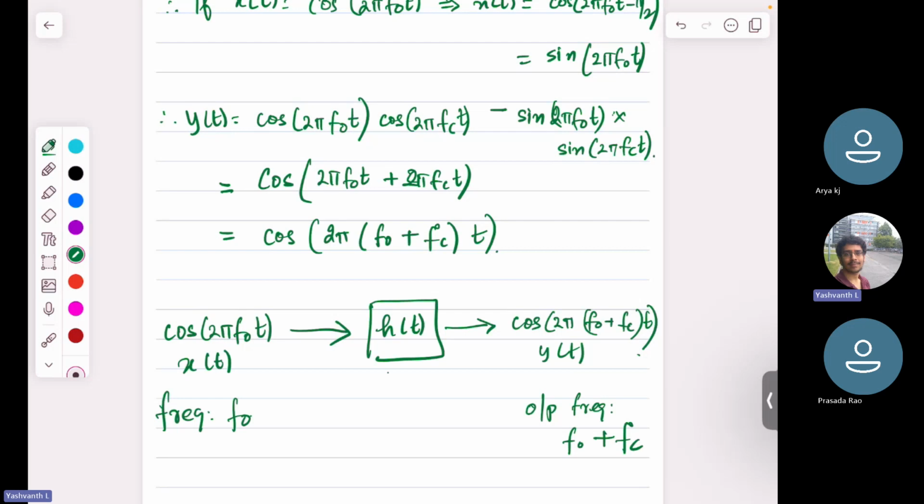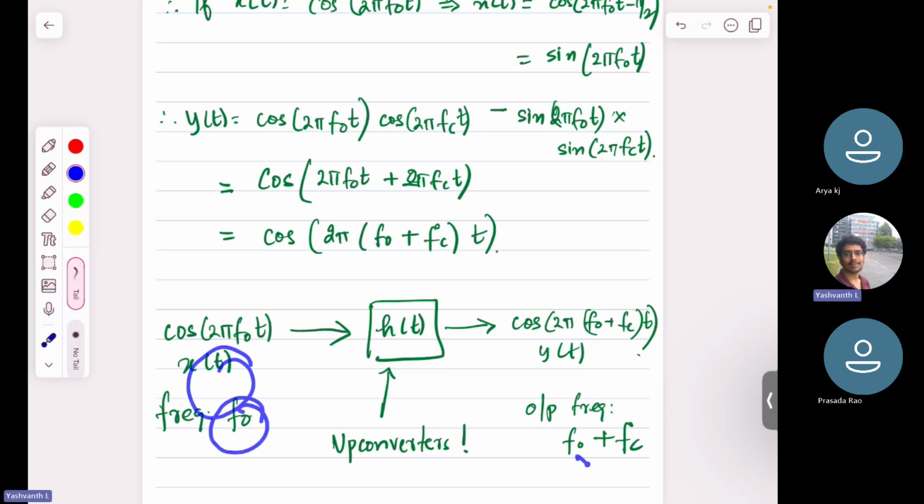Such kinds of systems are called up converters. Okay, they are called up converters. They up convert the frequency content of your input signal. For example, it was f naught, and it is up converted to f naught plus fc. Of course, the system will decide what fc you need to choose. You can choose what fc you want, and accordingly, the system will apply that fc.